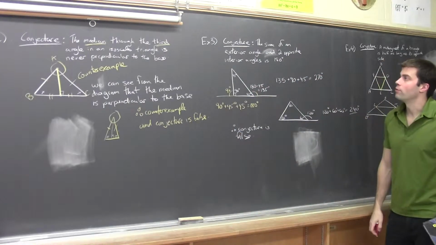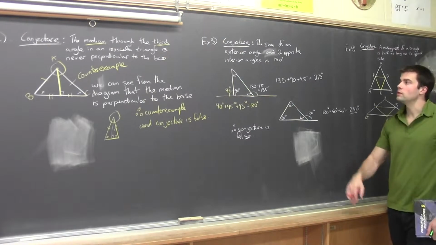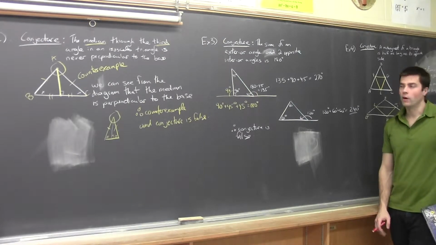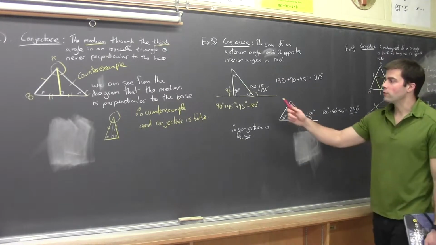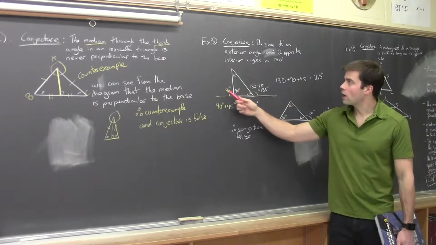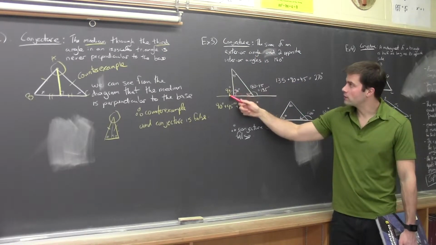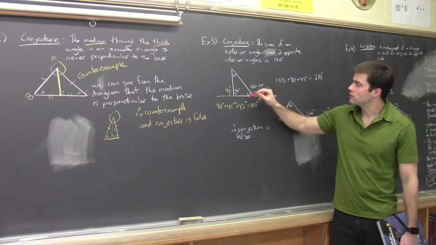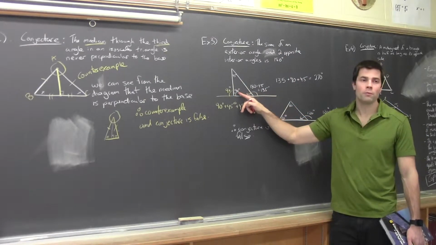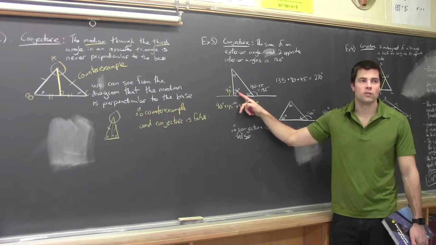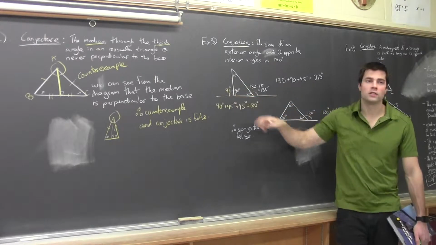All right, example number 3. The conjecture says the sum of the exterior angle and two opposite interior angles is 180. I've tried to show a few examples. Again, there are more examples in the textbook, but let's look at the first example here in yellow. It says the sum of an exterior angle, so this angle, and two opposite interior angles. When we're talking about opposite interior angles, we're not talking about the supplementary angle of the exterior angle. We're talking about these two, opposite of that exterior angle.